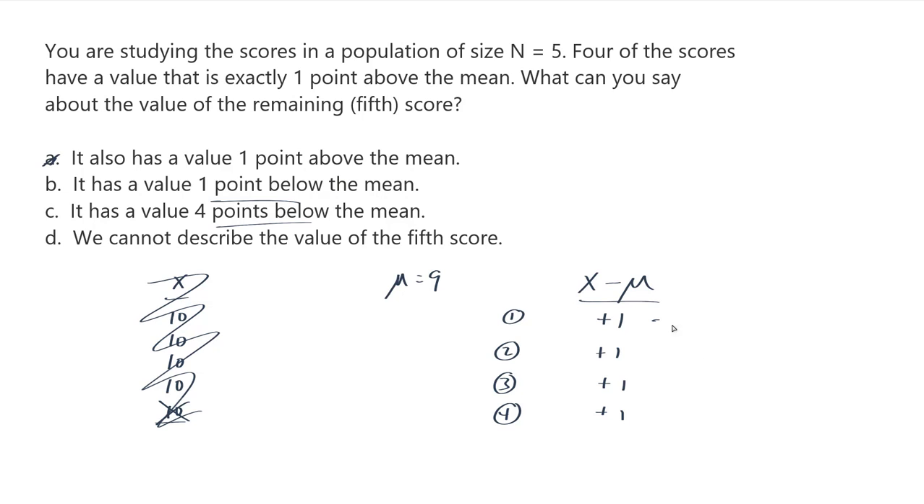In fact, the total distance from scores that are above has to balance out with the total below. So it has to be a value of 4 below. It has to be 4 points below the mean in order for this to balance out. Let me again show you an example of this.